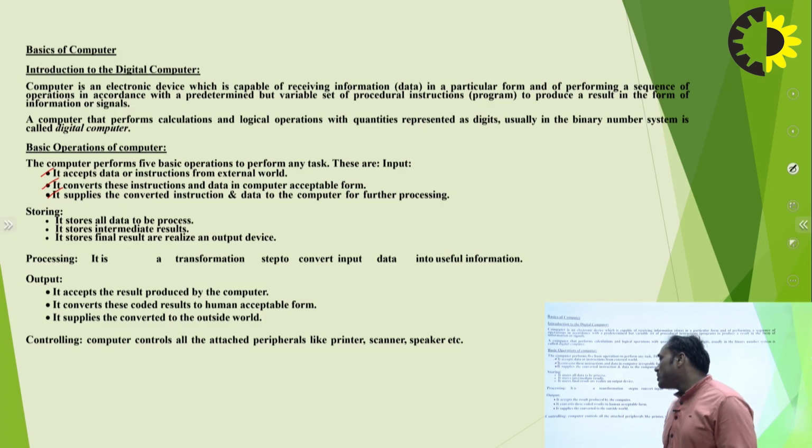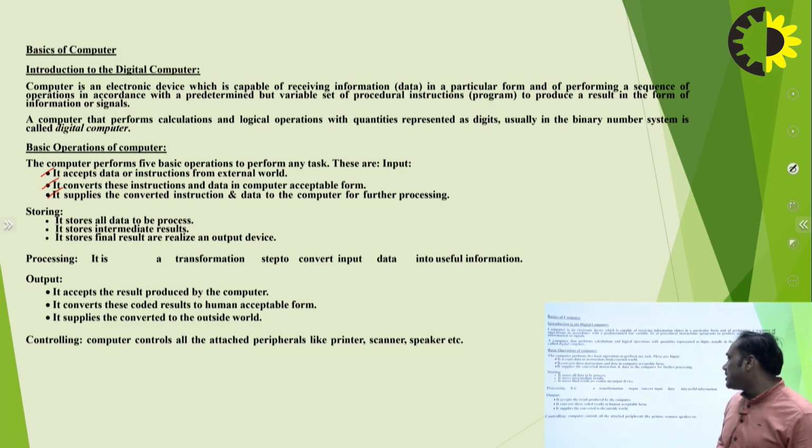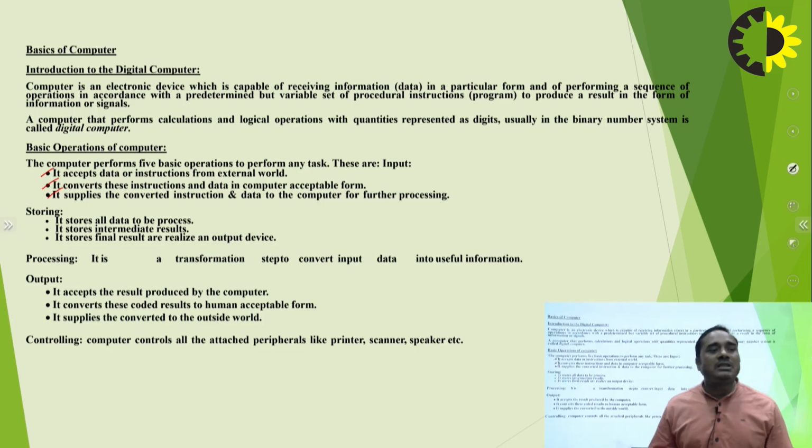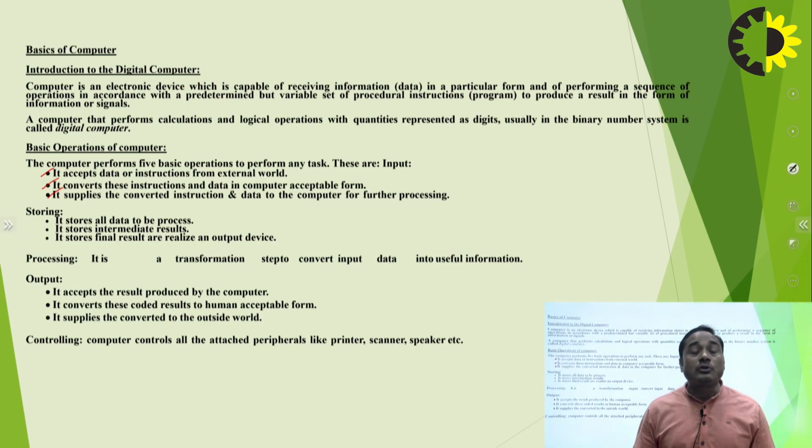Now what about the controlling? The computer controls all the attached peripherals like printer, scanner, speakers. All these things are controlled by the machine, that is called the computer. So the computer is basically controlling all the connected devices, and they help to perform the operation.